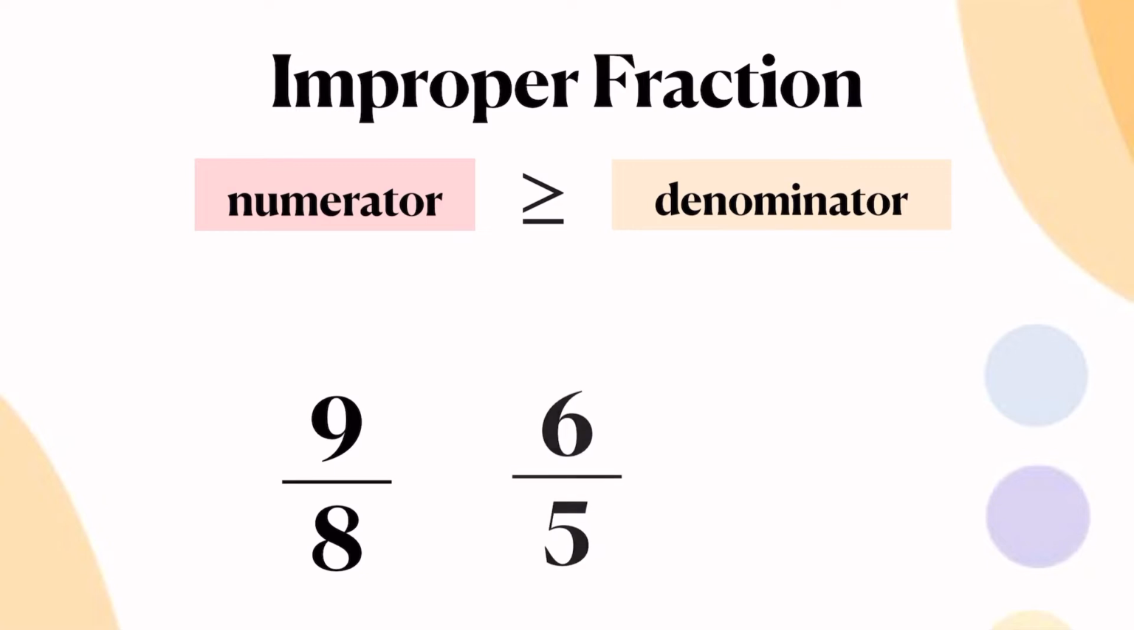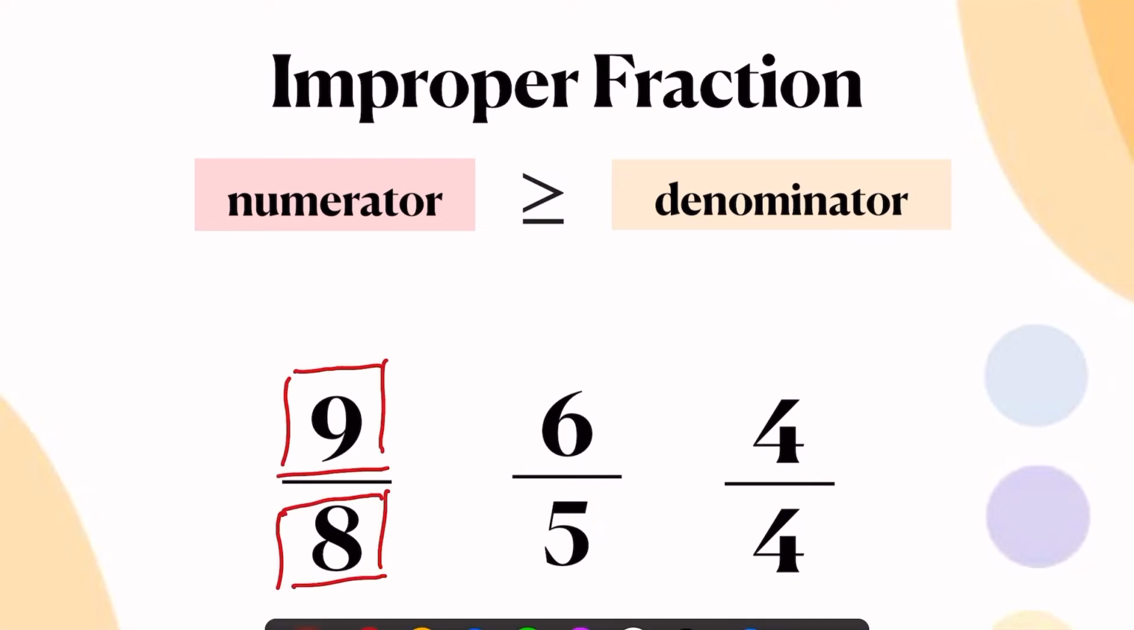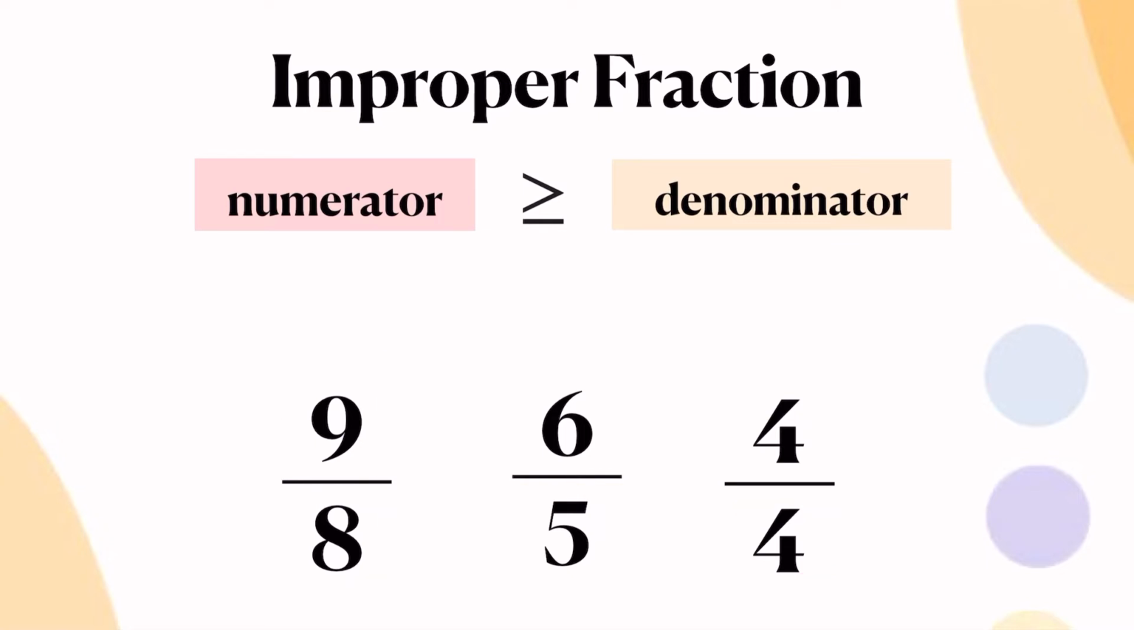Simple. Now, 6 over 5, okay? And 4 over 4. Can you see? 4 is the denominator, and 4 is also the numerator, so they are equal. Now you can say these three fractions are improper fractions.